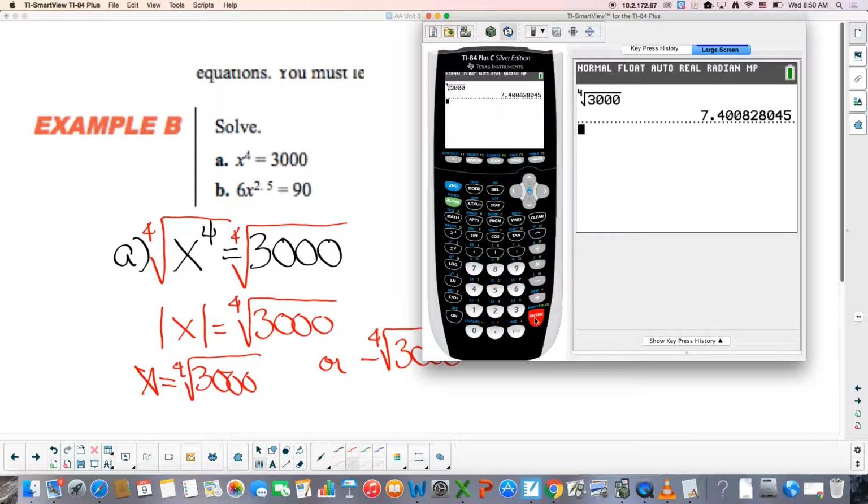Could you guess and check? Yeah. Why not? Take you a while. There's nothing wrong with guess and check, because guess and check tells me that you know what it means to solve. I'm trying to find a number that makes that true.